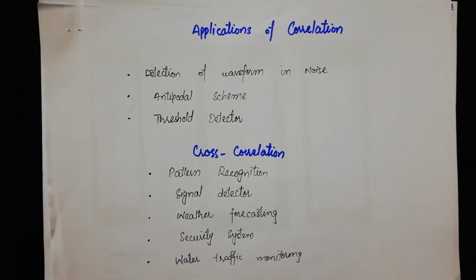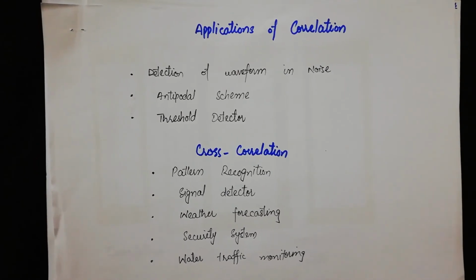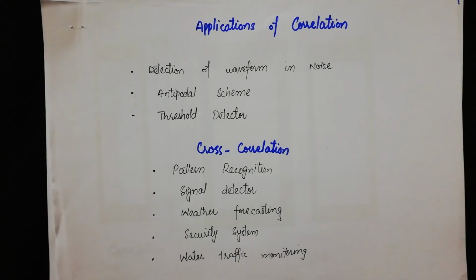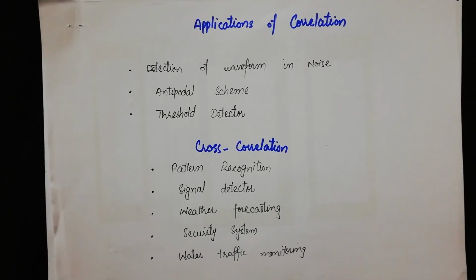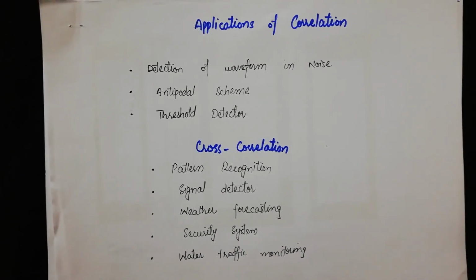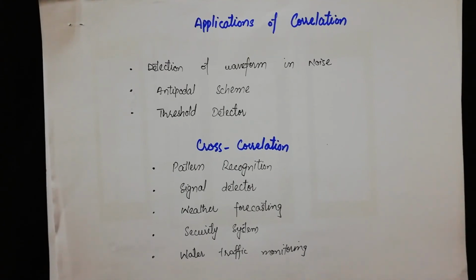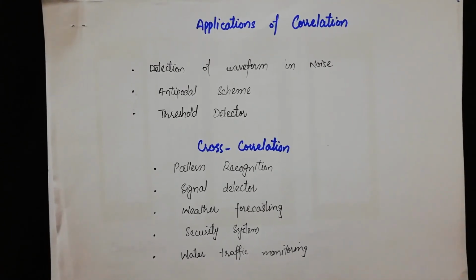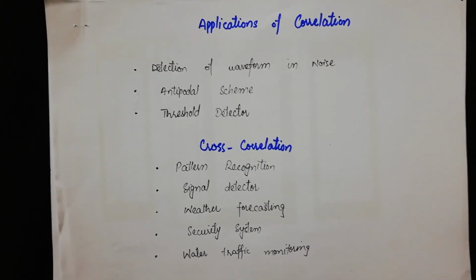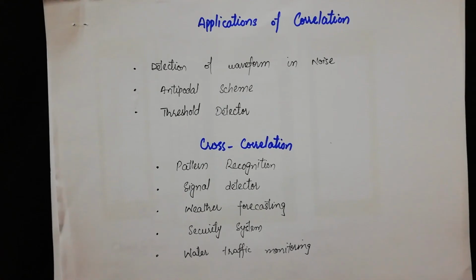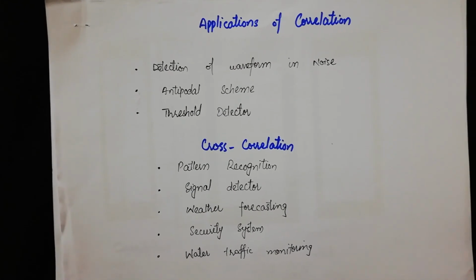In applications of correlation, we have detection of waveform in noise, antipodal scheme, and threshold detector. Antipodal scheme is basically when we have one signal negative with respect to the other. In cross correlation, we have different applications, involving pattern recognition, signal detector, weather forecasting, security system, and water traffic monitoring.